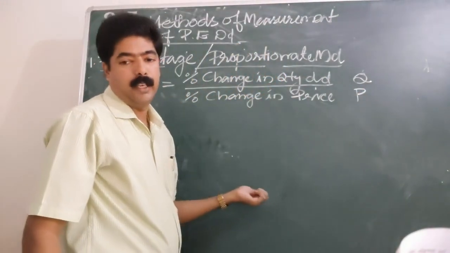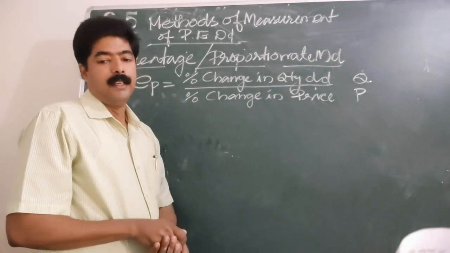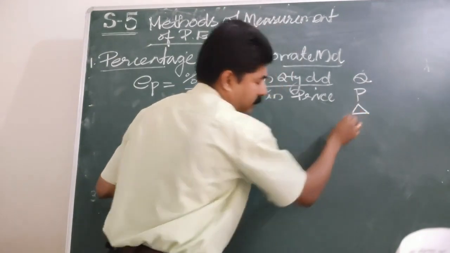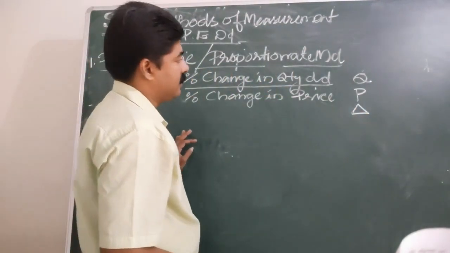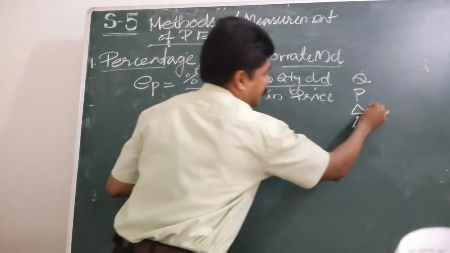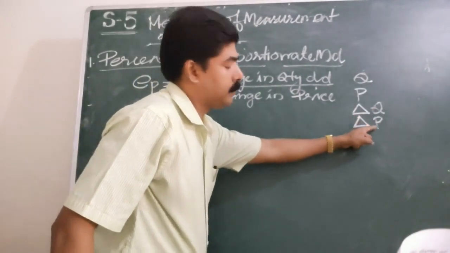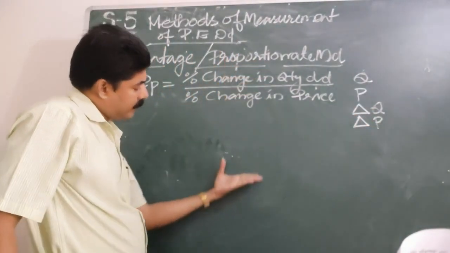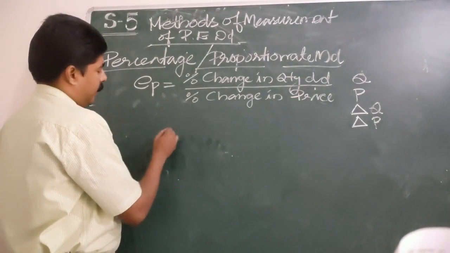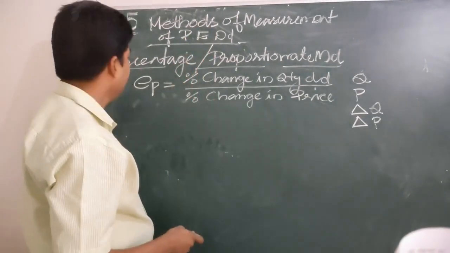Change in quantity demanded: which letter shows change in quantity demanded? We can show it with delta. Delta shows change in quantity demanded. Change in price we can also show with the same word delta. So delta Q and delta P. If we derive this formula, finally we get a new formula that we commonly use to calculate the price elasticity of demand by percentage method.